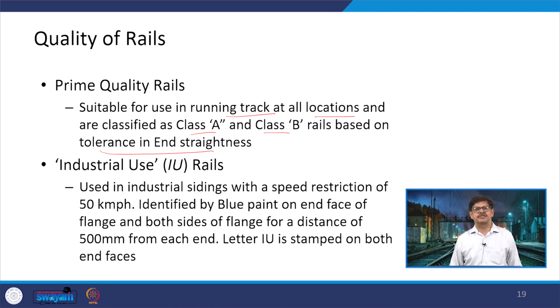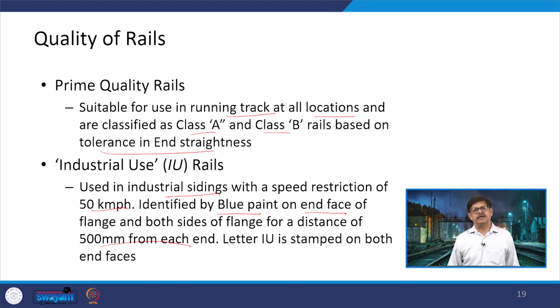Whereas industrial use, which is defined as IU, these rails are basically used as a part of industrial sidings, but in these particular sidings there is going to be a speed restriction of 50 km per hour. So, to identify which one is a prime quality and which one is an industrial use rail, color coding is usually done. In the case of IU, they are painted blue at the end face of the flange and on both sides of the flange for a distance of 500 mm from each end. As soon as you find a rail painted in this manner, it can be identified as an IU rail.